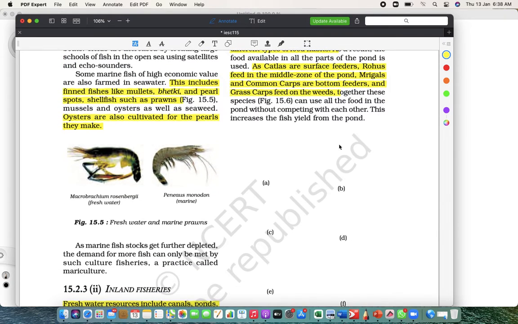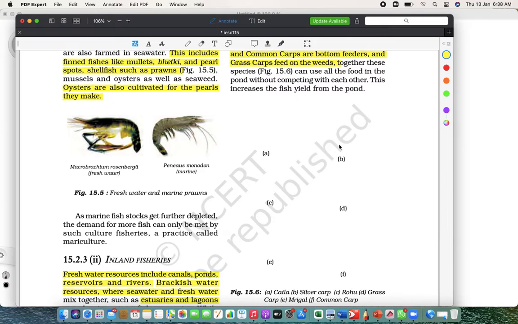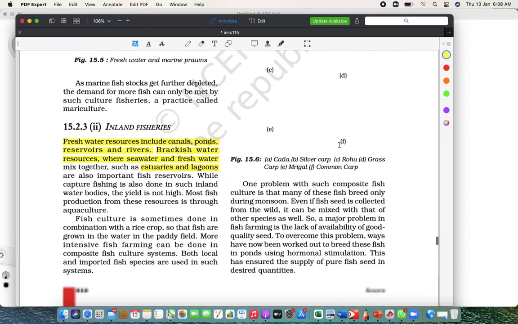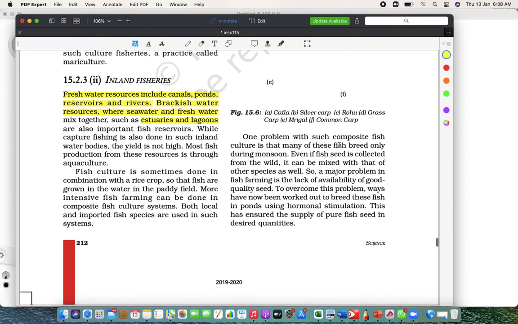Okay, they can use all the food in the pond. So basically, whatever food you add, some take it from the surface, some take it from the middle, some take it from the bottom, like this. One problem with such composite fish is that fish also breed during monsoon. If the fish seed is collected from the wild, it can be mixed with other species as well. So a major problem in fish farming is the lack of availability of good quality seeds.